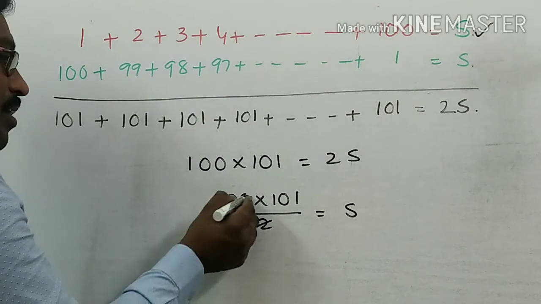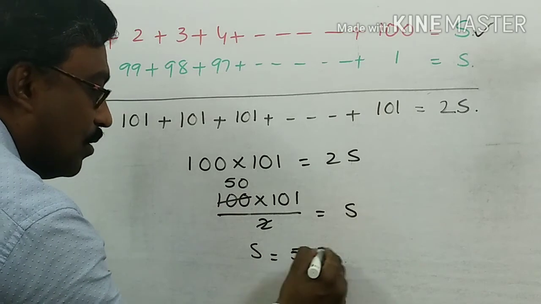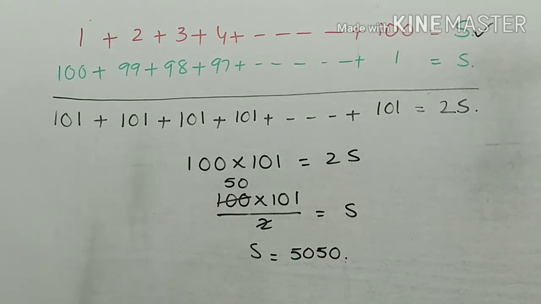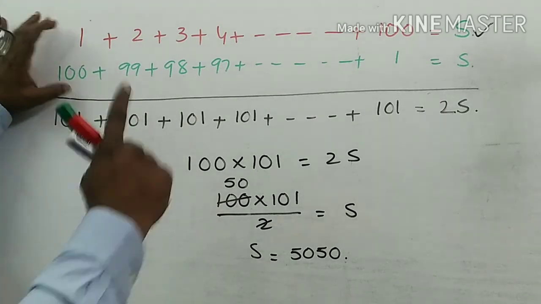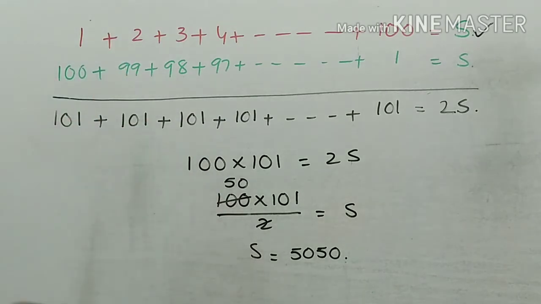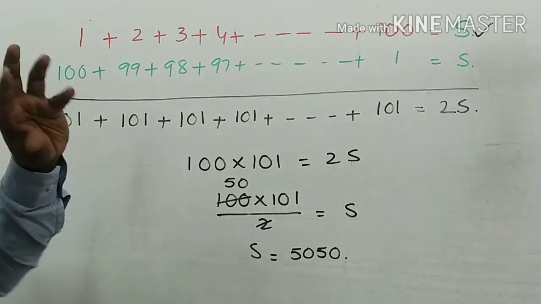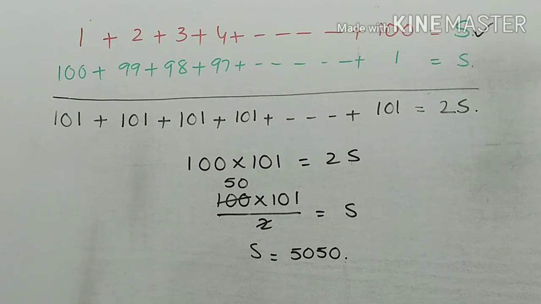Then 2 in 100, how many times? 50 times. So 50 into 101. The answer for the first 100 natural numbers is 50 into 101. So what did I do? I just reversed the series and added it to the original series, so each number came out the same. The same concept I will take to derive a formula for the sum of n terms in AP.